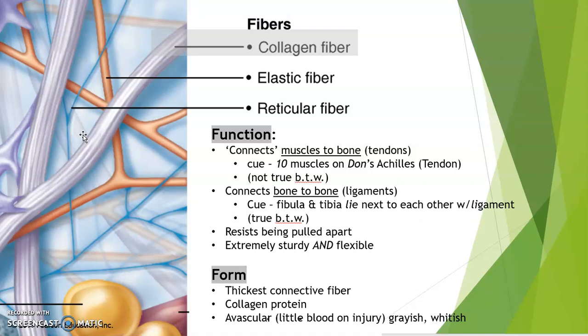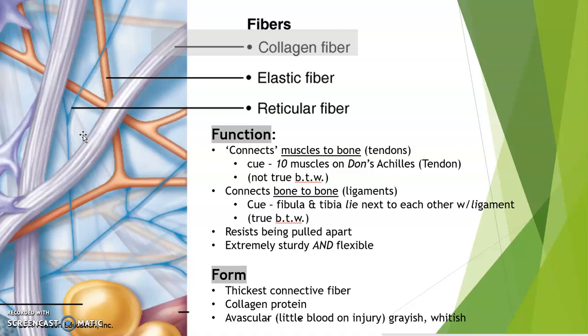I always get confused between ligaments and tendons. This is my way to remember it. 10 muscles on Don's Achilles tendon connect muscles to bone. That's not true, by the way, but it's the way that I remember it. The way that I remember that collagen fibers connect bone to bone in ligaments is I remember the cue that the fibula and the tibula lie next to each other with ligaments. So that is true, by the way, that collagen fibers connect bone to bone with ligaments, and the tibula and fibula do lie next to each other, and they have a ligament between them.